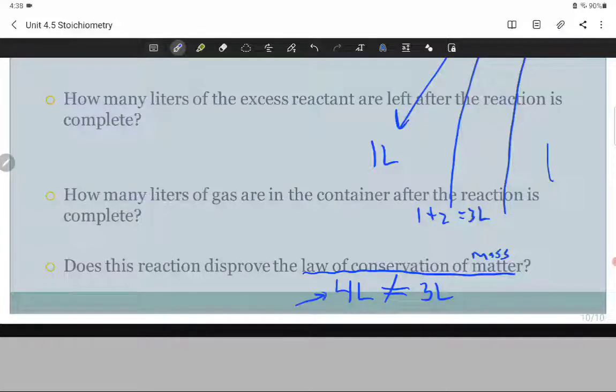So what you'd have to do is convert that to grams and convert that to grams. And then you would notice that the grams would equal the grams. So it has nothing to do with liters having to be equal. It's about grams equaling grams. So this reaction does not prove or disprove the law of conservation of matter. You'd have to convert these to grams, and then if those two numbers are the same, reactants equaling products, then the law of conservation of mass would be proved.